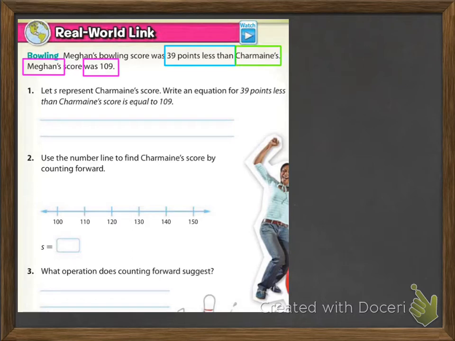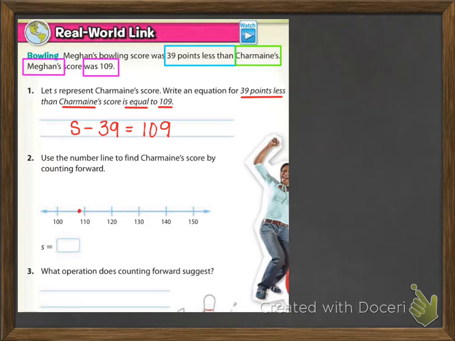So it says let S represent Charmaine's score. Write an equation for 39 points less than Charmaine's score is equal to 109. So we have S minus 39 is equal to 109, because remember, even though it says 39 points less, which would normally in our brain make us think 39 minus, remember we have to switch the order because it's less than, more than, greater than, or fewer than. Then it says to use the number line to find Charmaine's score by counting forward. Because remember, Charmaine's score was obviously going to be bigger than the 109 because you subtracted 39 from it.